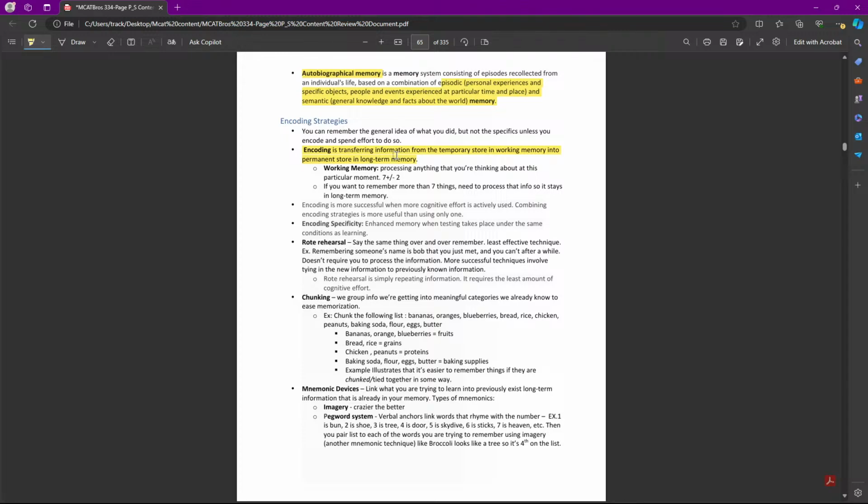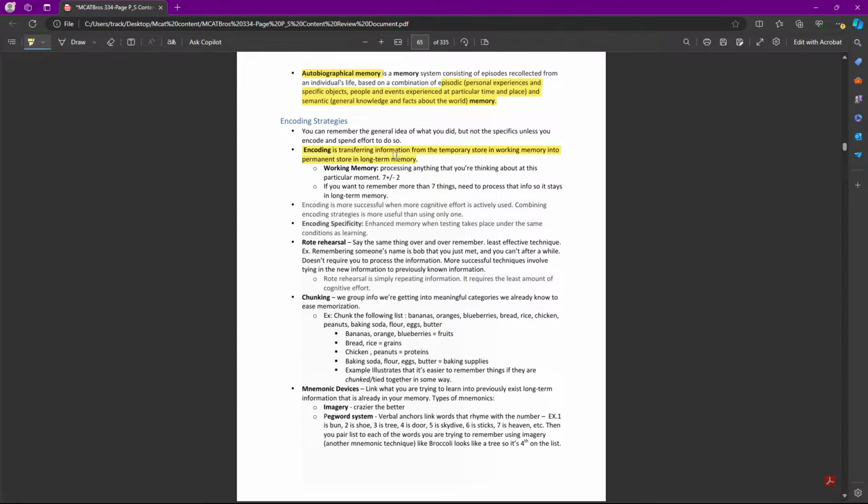So 7 plus or minus 2. If you want to remember more than 7 things, you need to process that info so it stays in long-term memory. Encoding is more successful when cognitive effort is actively used. Combining encoding strategies is more useful than using only one. Encoding specificity enhances memory when testing takes place under the same conditions as learning.